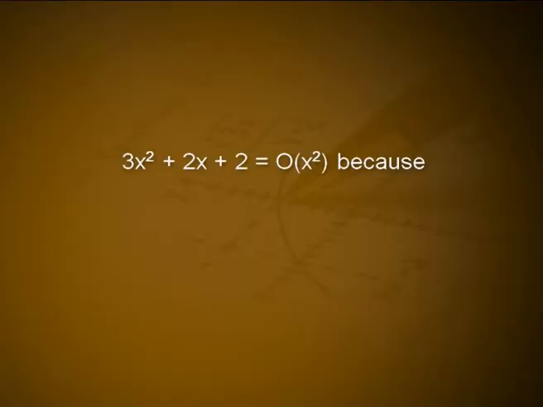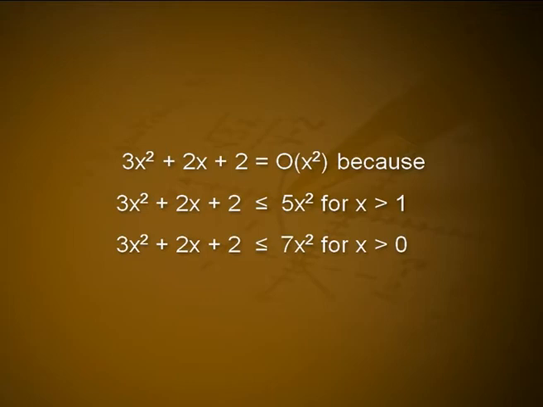plus am. Example 1. 3x² + 2x + 2 = O(x²) because 3x² + 2x + 2 is less than or equal to 5x² for x greater than 1, and 3x² + 2x + 2 is less than or equal to 7x² for x greater than 0.